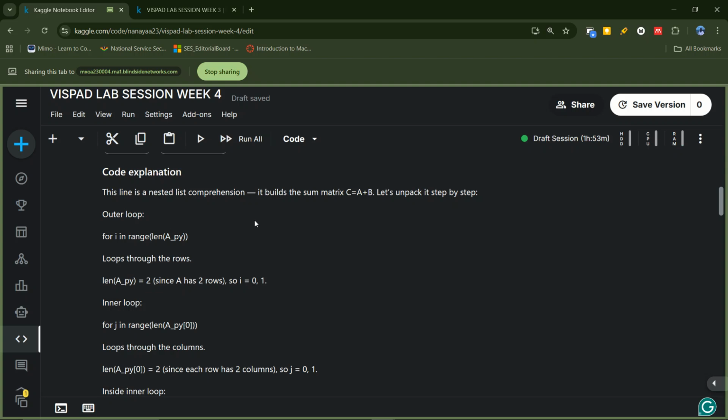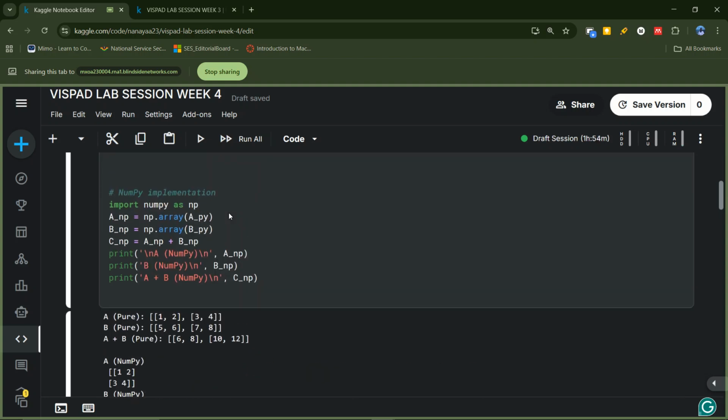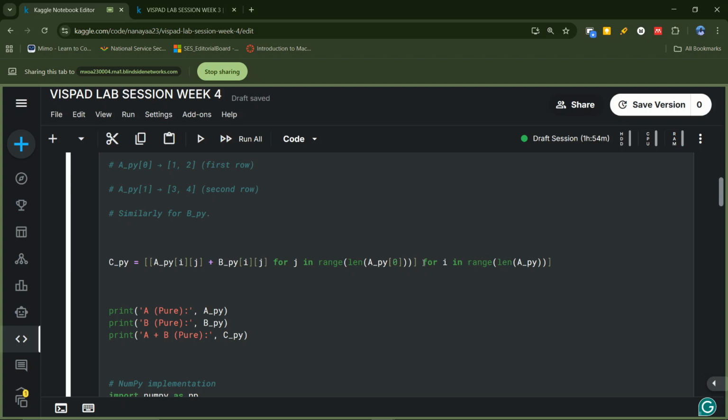It says that this line is a nested list comprehension, and it builds the sum matrix C, which is equal to A plus B. So I'll unpack it step by step. We have the outer loop, which says for i in range len of A underscore py. Remember what I said? i over here represents position. Range, you know what range means, and len is trying to grab your dimension.